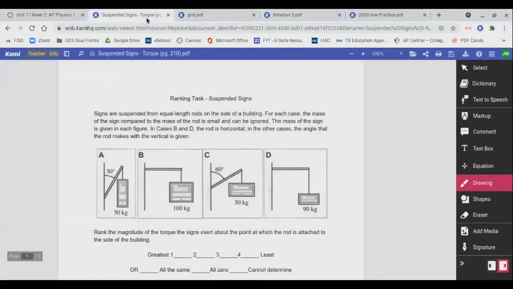So take a second to look at the warm-up. Here you've got 4 signs that are hanging. It looks like 2 of them are 50 kilograms, one that's 90 kilograms, one that's 100 kilograms. And we want to rank the magnitude of the torque the signs exert on the point at which the rod is attached to the side of the building. We want to know biggest to littlest. You can put it in the chat if you know it. I'm going to ask for out loud answers as well, but I want to give you a minute or so just to look at it and get those rankings in mind. So take a minute and look at this.